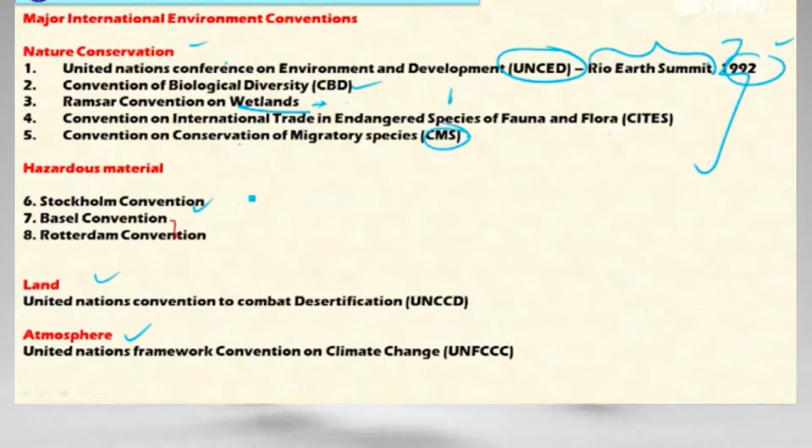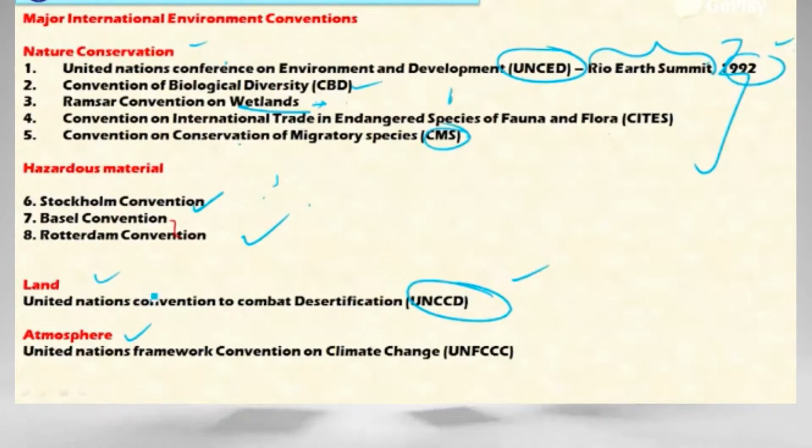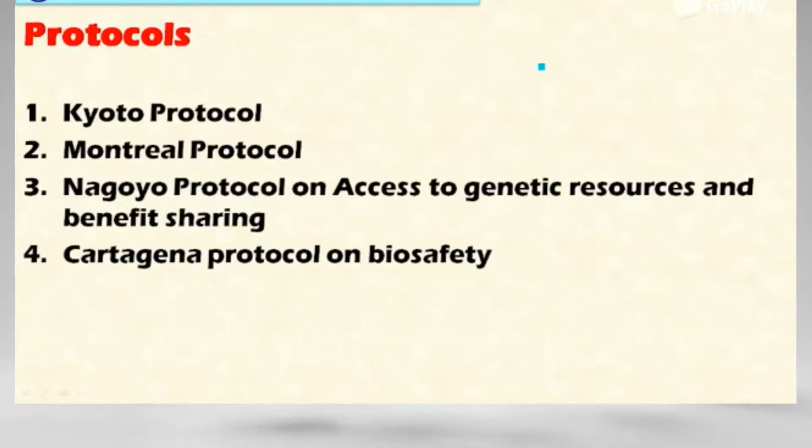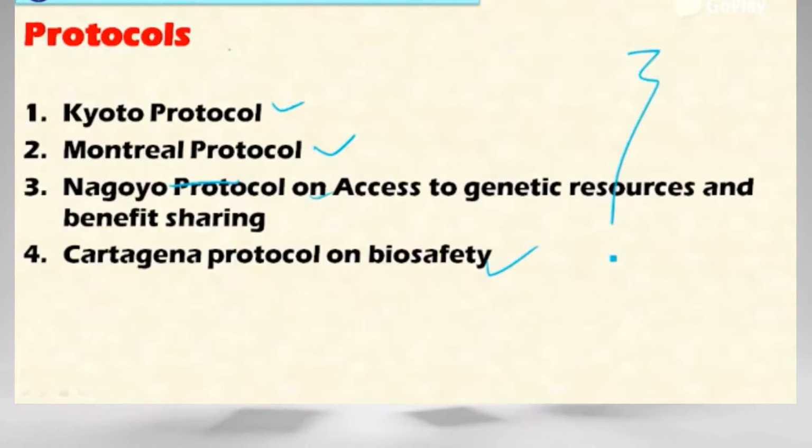Under hazardous material we have the Stockholm Convention, Basel Convention and Rotterdam Convention. For the conservation of land we have the United Nations Convention to Combat Desertification. And in the area of atmosphere we have the United Nations Framework Convention on Climate Change. I'm going to cover the protocols for this convention as well. These include the Kyoto Protocol, Montreal Protocol, Nagoya Protocol on access to genetic resources and benefit sharing, and Cartagena Protocol on biosafety. So these are the important things I'm going to cover in the coming videos.